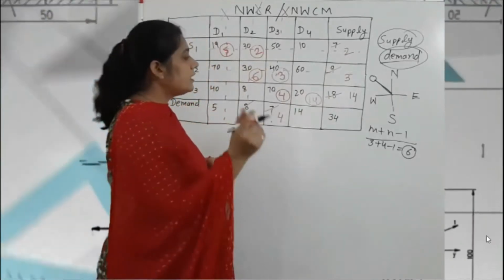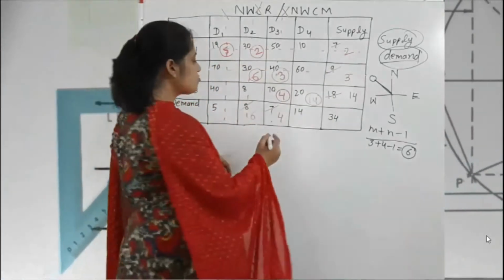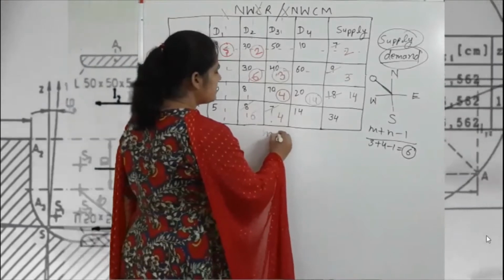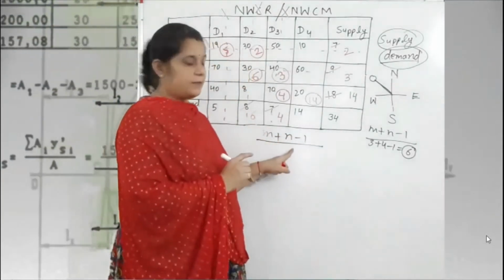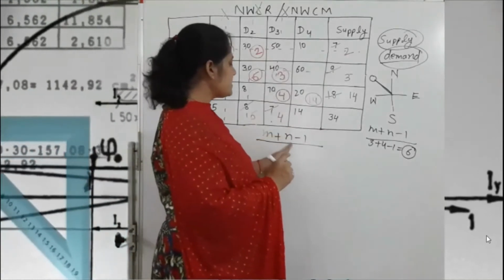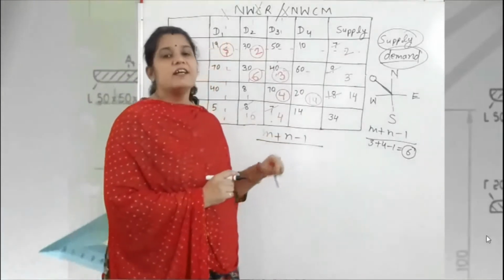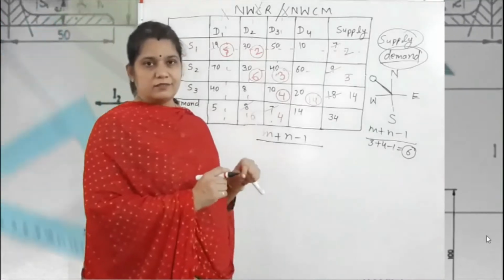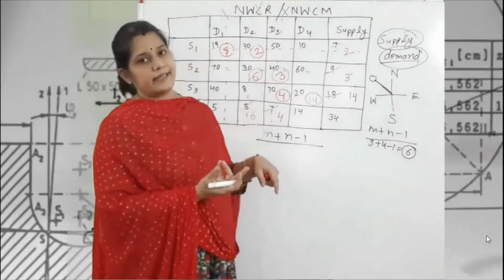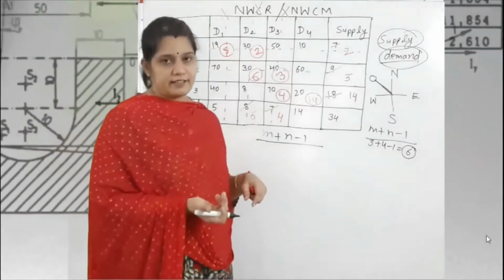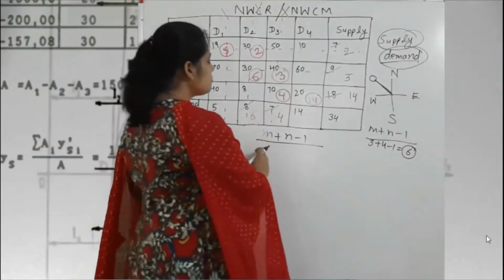Second, we check our condition. This is called degeneracy. Degeneracy means, if our allocated cells are equal to m plus n minus 1, then this problem is non-degenerate, and if the number of allocated cells is less than or greater than m plus n minus 1, then this is a degenerate problem. So this is the non-degenerate case.